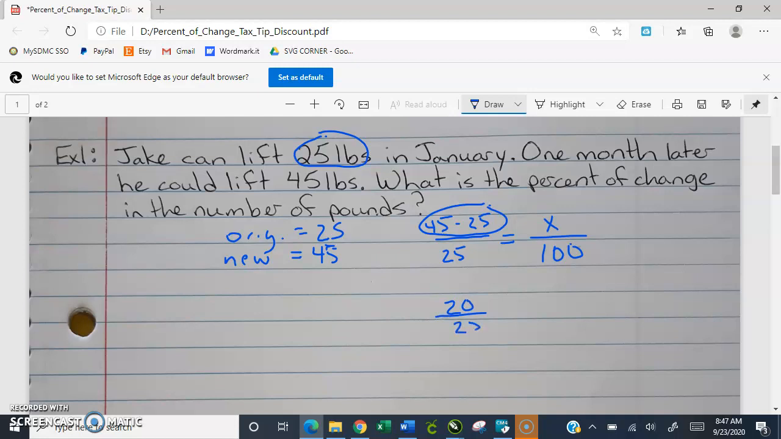And we're going to rewrite the problem. Now, this becomes a proportion. So we've done proportions in your notes before. If we get to this part, we need to know that we need to go back in our notes so we can refresh what we're supposed to do. Okay. So I'm going to draw my arrows. And I have 20 times 100 equals 25 times X.